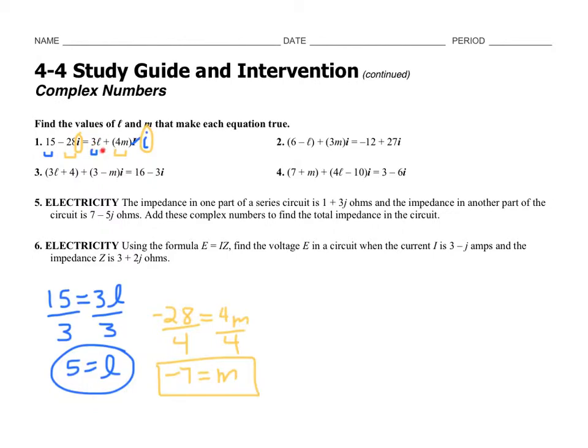If we plug in, 3 times 5 is 15, so the real equals real. Negative 7 times 4 does give you negative 28. So it is correct.